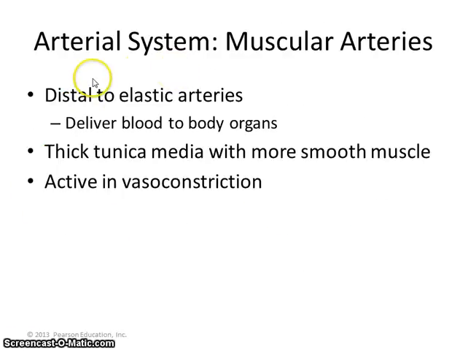After you move from the elastic arteries, further along the vessels, you'll get to the muscular arteries. These have a thick tunica media, lots of smooth muscle. They're going to be very active in vasoconstriction and dilation. Another name for the muscular arteries is the distributing arteries. They're called distributing arteries because when they're vasoconstricted or dilated, they can control which organs, which parts of the body are getting more blood flow and which are getting less.